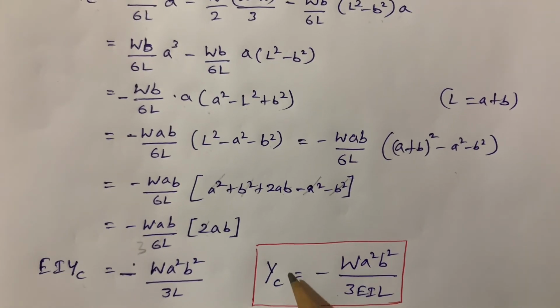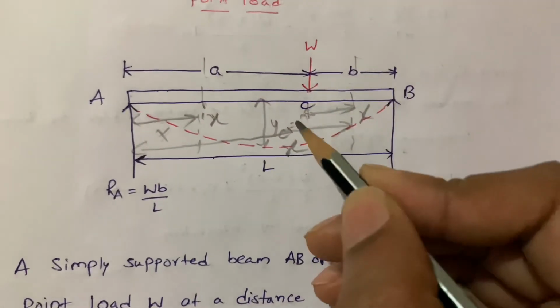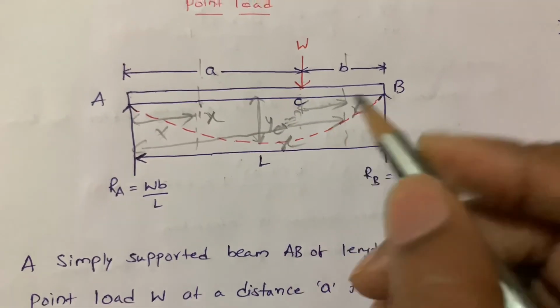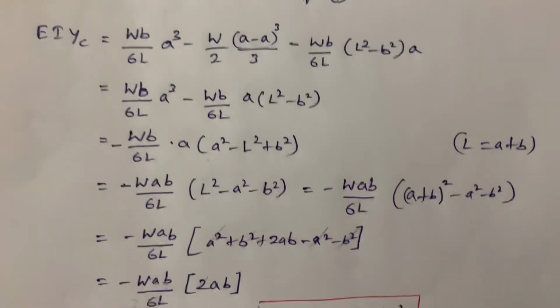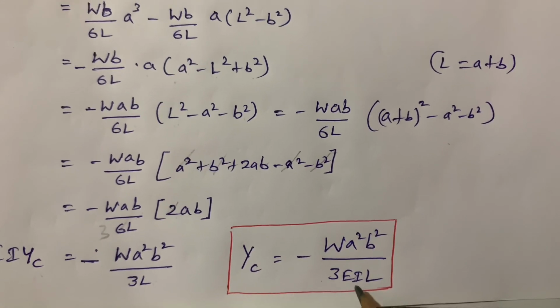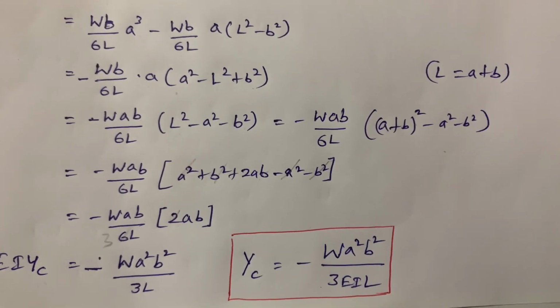Okay, so this is the deflection of a simply supported beam with an eccentric load. So our YC, this is the deflection. So YC equal to minus WA square B square by 3 EIL. So minus is nothing but negative sign indicates that it is a downward deflection.